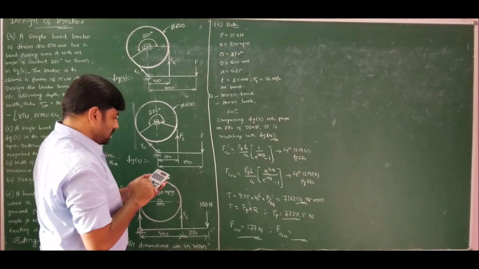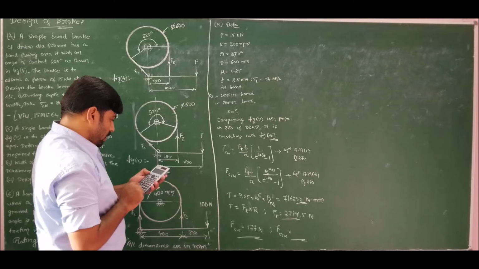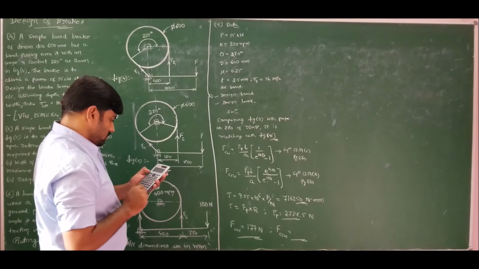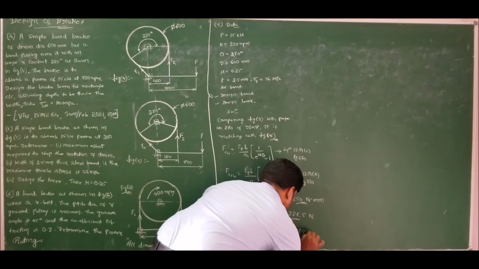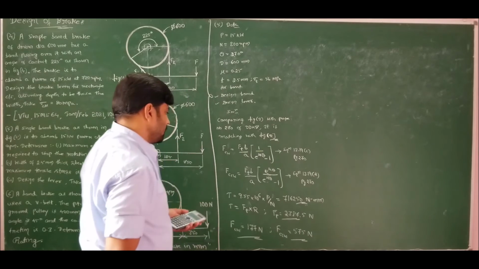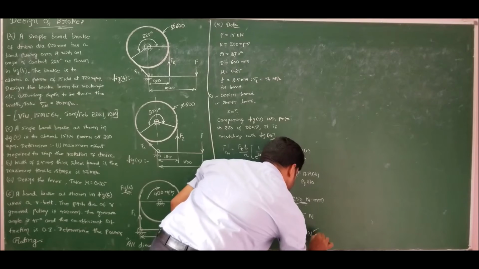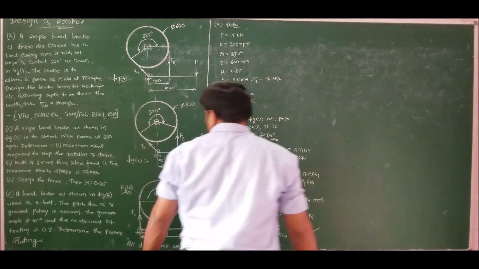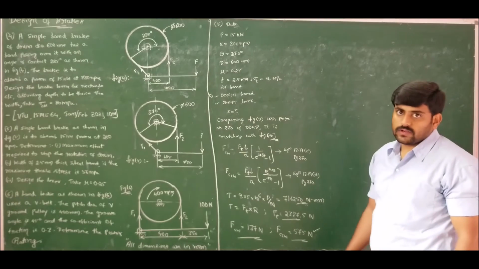For counterclockwise, I should just add e to the power of mu theta in the numerator, that is e to the power of 0.25 into 270 into pi by 180. So the effort for counterclockwise rotation is 575 newtons. Therefore, the maximum force is 575 newtons. That is the answer for case 1: the maximum effort required to stop the rotation of the drum is 575 newtons.